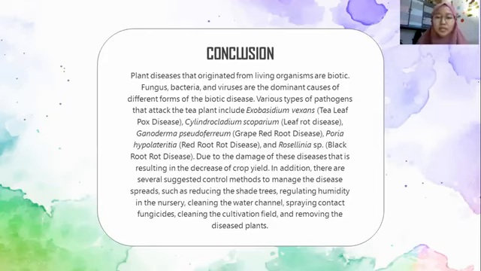The damage of these diseases results in a decrease of crop yield. In addition, there are several suggested control methods to manage the disease spread, such as reducing the shade trees, regulating humidity in the nursery, cleaning the water channels, spraying contact fungicide, cleaning the cultivation field, and removing the diseased plants.